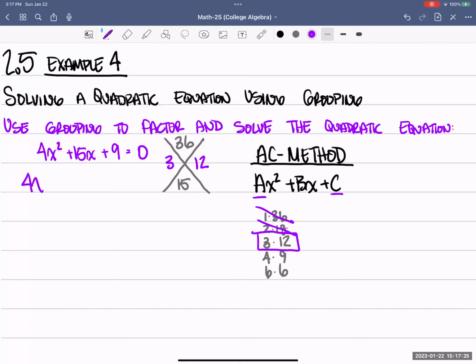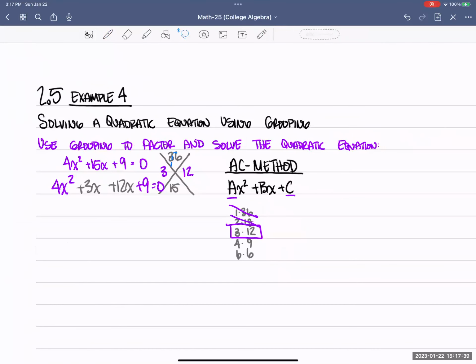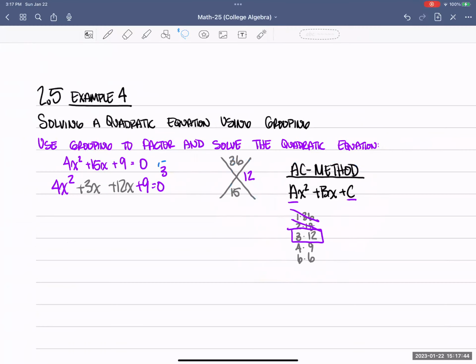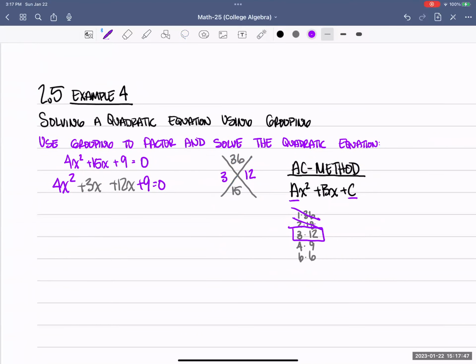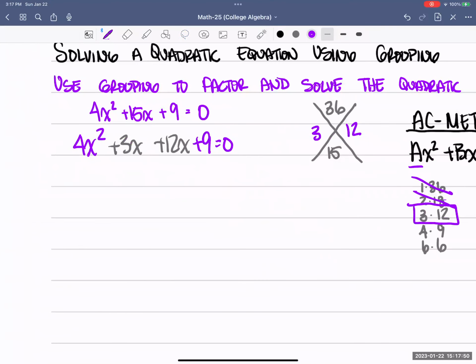So over here we have 4x squared plus 3x plus 12x plus 9 equals 0. Let me move this over to give us room. Okay, from here we're going to start grouping. We group the first two terms together and the second two terms together, making sure that there's a plus in the middle so that we're distributing that positive through. And we're going to factor out as much as we possibly can from each group.